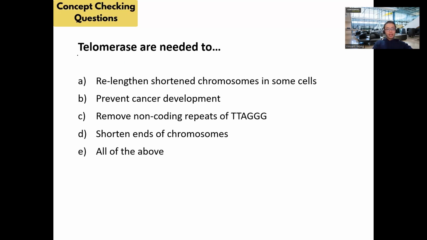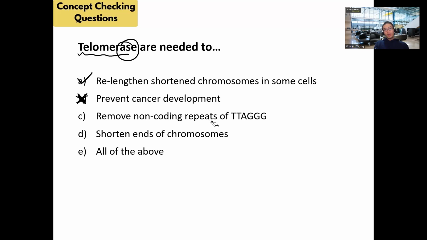So telomerase is the enzyme, right? That's the enzyme that's responsible for resetting the telomere length. So A, it re-lengthens, not shortens, chromosomes in some cells. That's the correct one, okay? Some cells being the germ cells. Does telomerase prevent cancer development? No, it does not. In fact, if a cell other than a germ cell expresses telomerase, it's likely to cause cancer. So that's not it.